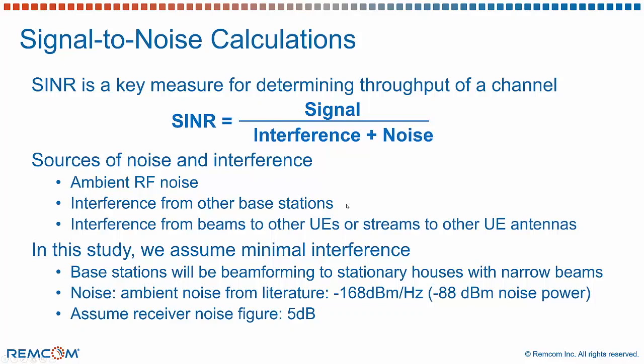And we assumed that the interference would be fairly negligible because in this case, for fixed wireless access, any nearby base stations are also going to be beamforming, and with a minimal amount of coordination and with our stationary CPEs at the individual houses, it should be possible to focus beams at the houses that do not interfere with neighboring base stations who are serving different houses. For our ambient noise, we use some values from the literature of negative 168 dBm per hertz. So for our 100 megahertz bandwidth, this results in a negative 88 dBm noise power. And then we assumed a noise figure of 5 dB in our receivers, which further increases the ultimate received noise.